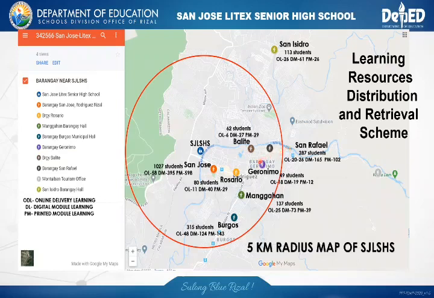Jeronimo, 49 learners. Barangay Manggahan, 137 students. Burgos area, 315. Rosario, there are 80 students. We also have learners in Barangay San Isidro, which is 113 students.